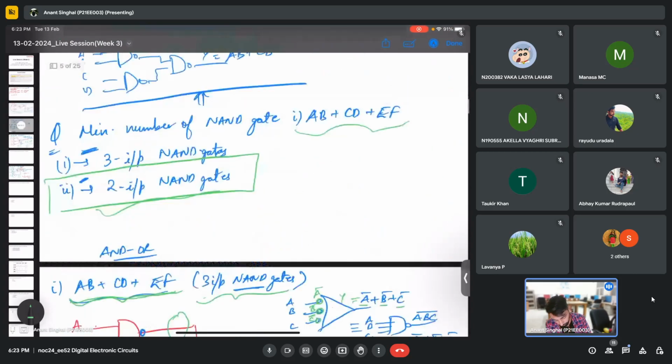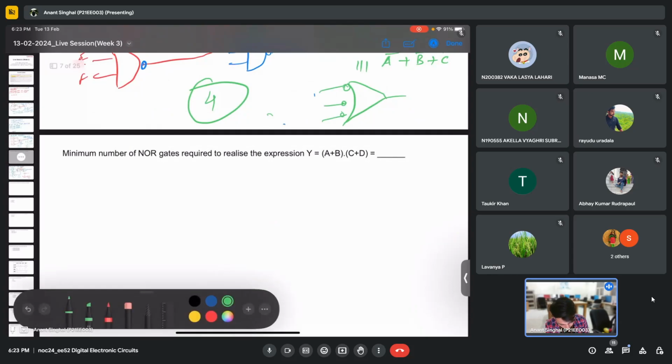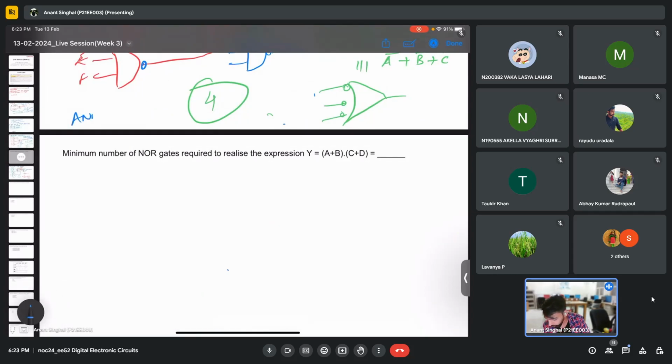Yeah, so these were the problems. Now I'll quickly move to the NOR gates. As I have told you, there are two types of implementation. One was AND OR, and second was OR AND. This OR AND is POS, and this will be easily implemented using NOR gates. So I'm doing the same now.